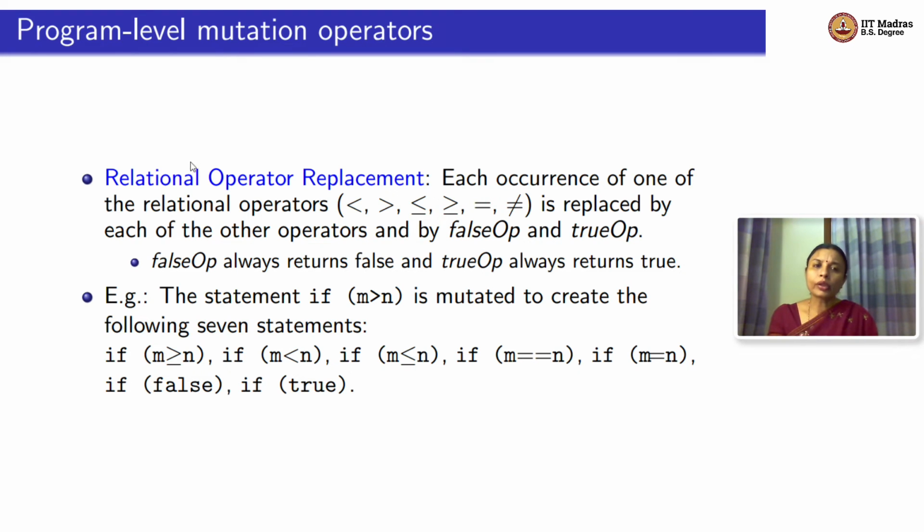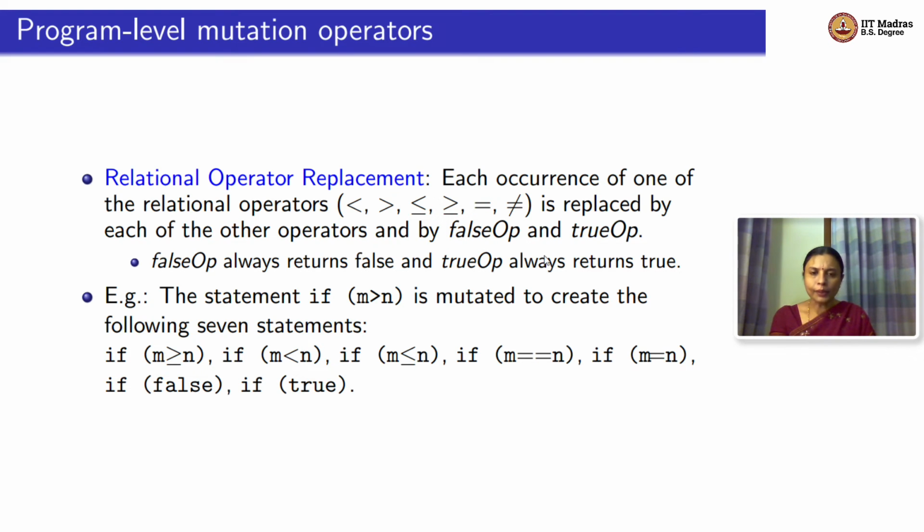Similarly, you could do a replacement of relational operators. Relational operator replacement: each occurrence of a relational operator, what are the various kinds? 6 of them are there. Less than, greater than, less than or equal to, greater than or equal to, equal to and not equal to. They can be replaced one with the other, or you could replace the whole relational expression with the Boolean constant true or the Boolean constant false. So that's this false op and true op. They are special kinds of mutation operators.